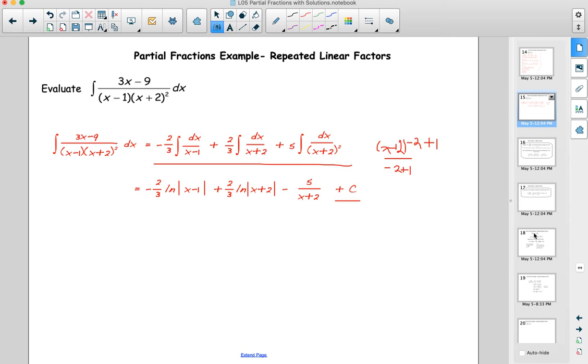All right, so we did one now where all of the factors were linear, non-repeating. Example 2 was linear.